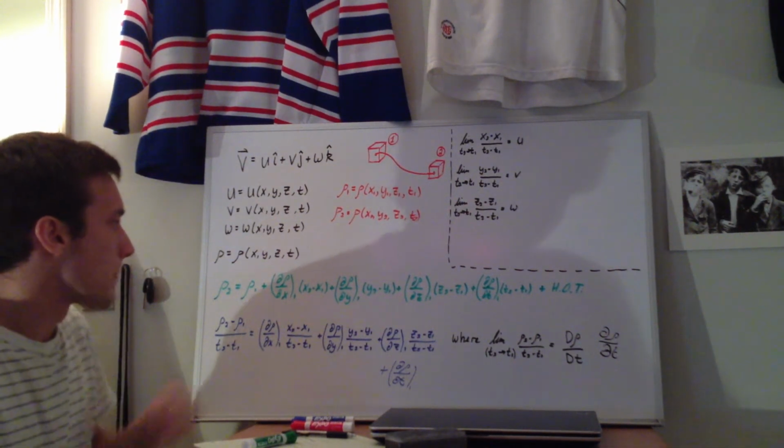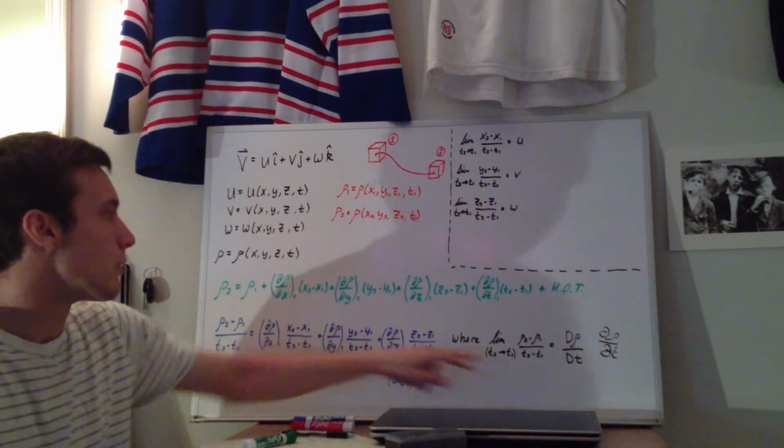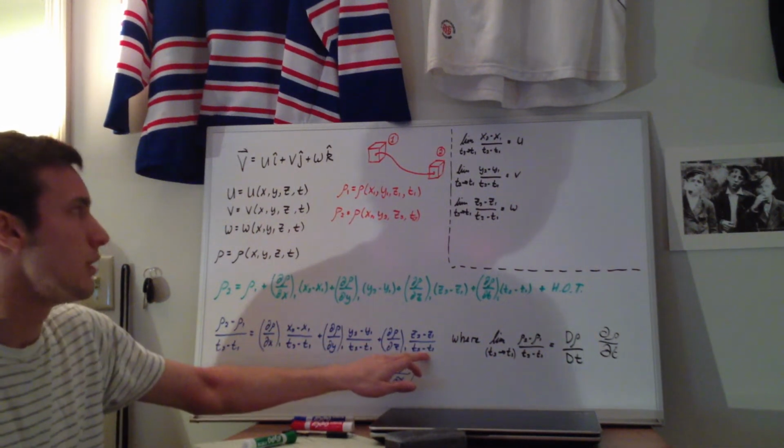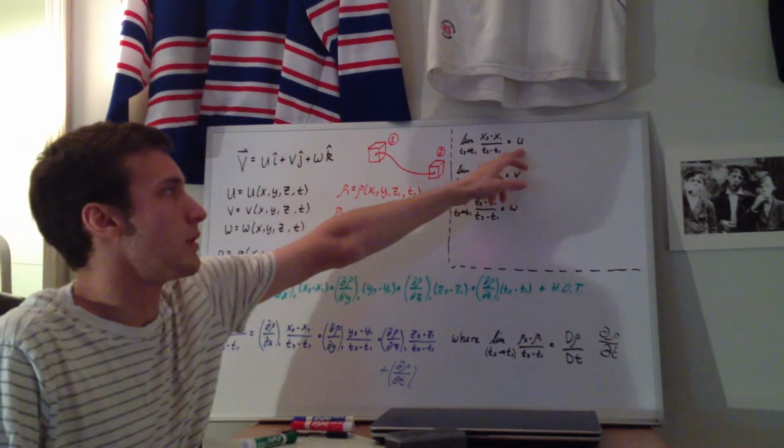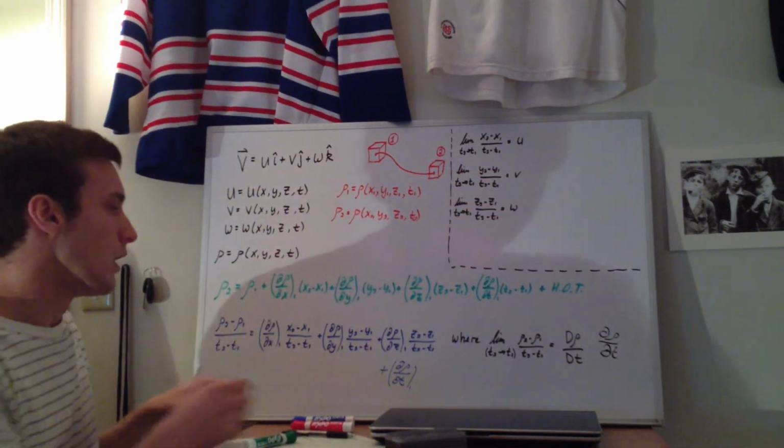Okay, so in the same way that we took the limit here, we could take the limit for each of these terms here, which I did up here, and you end up getting just the velocity u, v, and w.